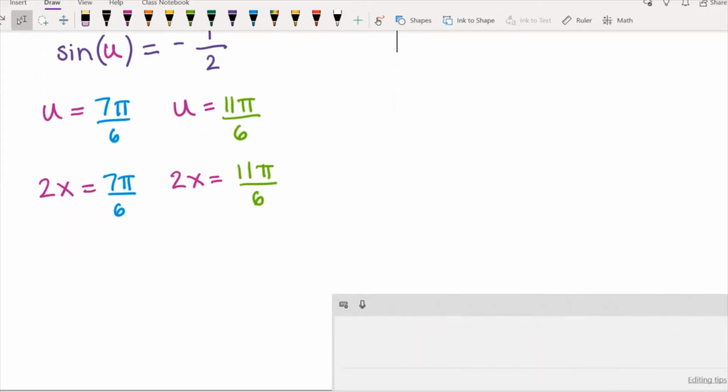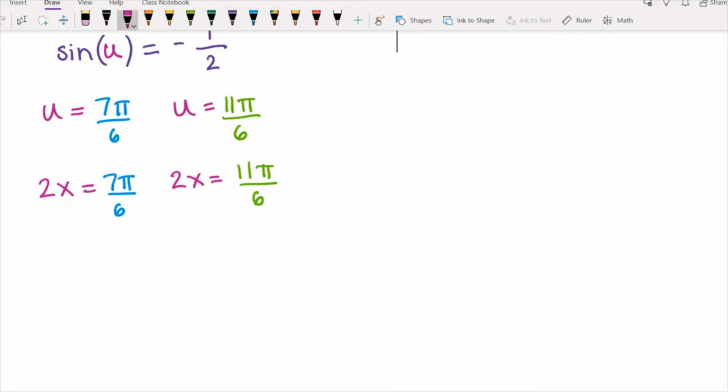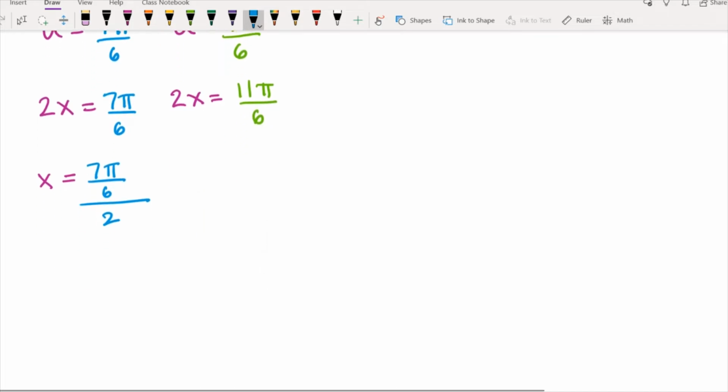But we're not quite done, right? Because we're still trying to solve this for x. So how do you solve this equation for x? Well, we need to divide both sides by 2, because we're trying to isolate x. So we're going to get x is equal to 7 pi over 6 over 2, and another way of writing that would be 7 pi over 12. So that's one answer that we found.